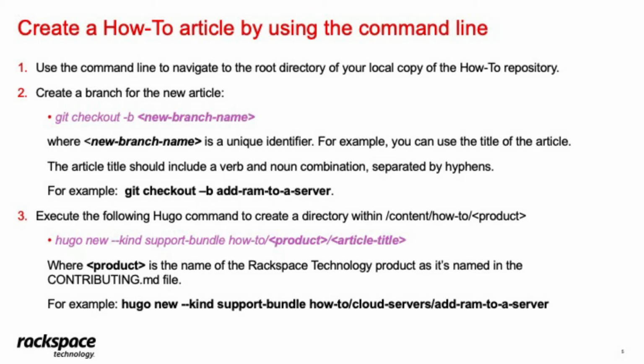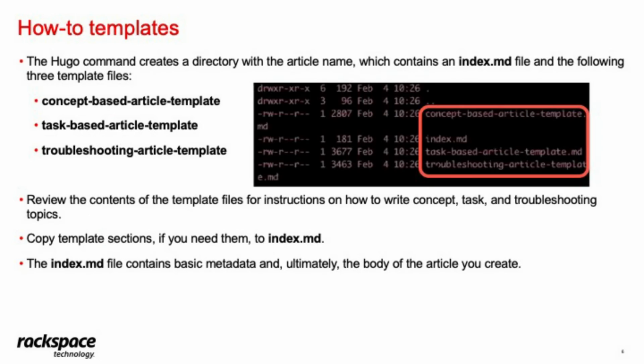Then enter the Hugo command to create a folder with the template content for the article. This is where you have to know that product URL and, of course, the title for your article. In our case, the command is hugo new --kind support-bundle how-to/cloud-servers/add-RAM-to-a-server. Hugo creates a folder named for your article under the product URL directory you specified in the command.